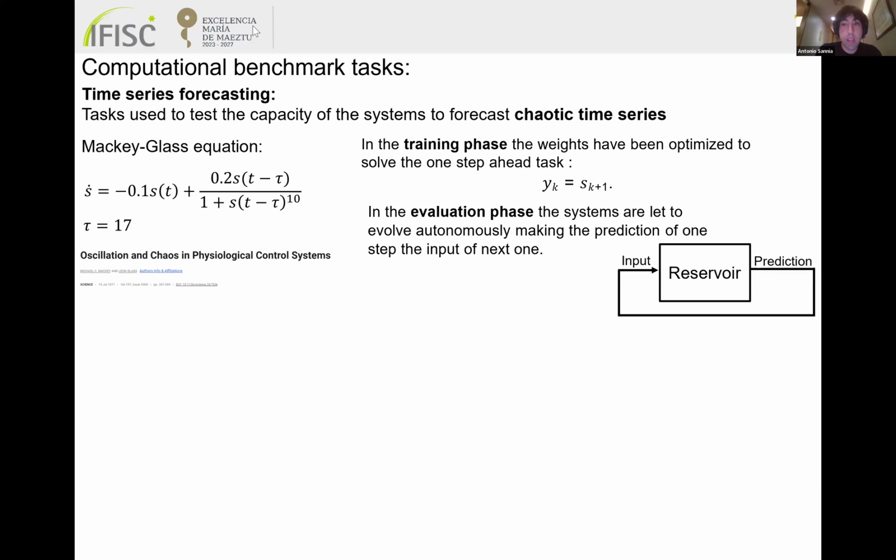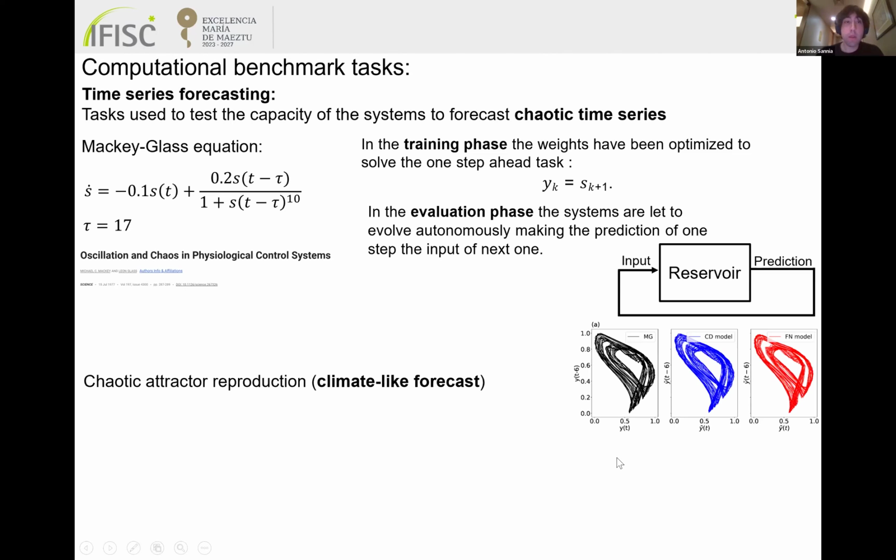And then in the test phase, we consider that the reservoirs have to evolve autonomously, following the prediction that they are making. So the reservoirs don't have any knowledge about the real solution of this equation, but they put their prediction as the input of the next step. So they are following their own predictions going ahead in the future. And we use this framework to test the differences between our continuous distribution model and the discrete one.